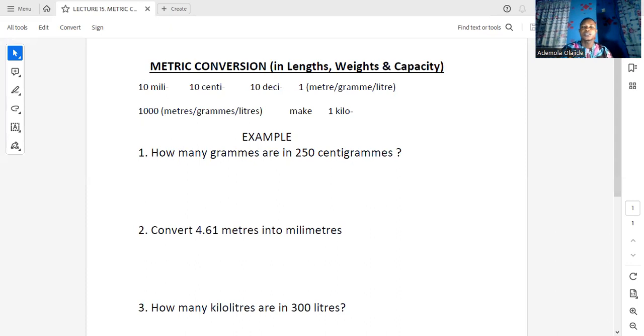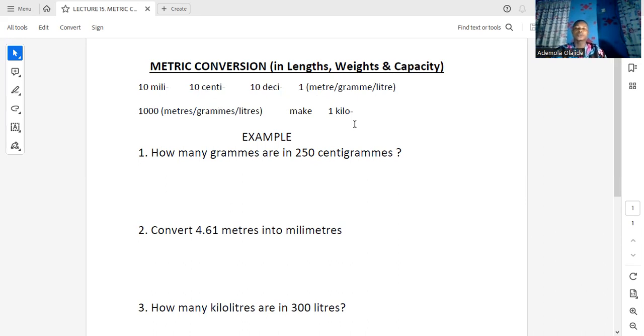Today we shall consider metric conversion. And when we talk about metric conversion, we want to see the three basic units, how we can convert them within themselves. For example, under length, we talk about millimeter, centimeter, decimeter, and meter. Under weight, we talk about milligrams, centigram, decigram, and gram. Then under capacity, that is about volume, we talk about milliliters, centiliters, deciliters, liters.